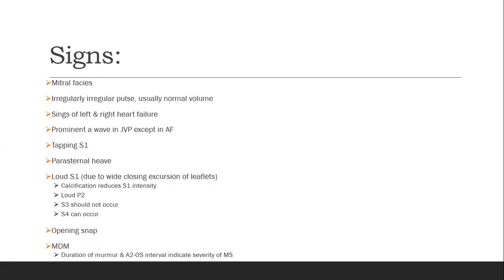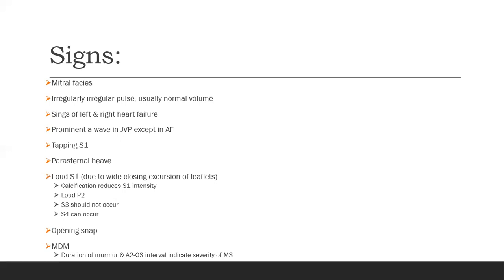That sound is called loud S1. So to produce loud S1, the valve has to be wide open. It has to be stenosed, and the valve has to be mobile. Only when the valve is mobile and not calcified can it produce the sound. So one characteristic finding in mitral stenosis is a loud S1 and a tapping S1. But to be loud, the valve has to be pliable. It should not be calcified. So in the absence of calcification, the loud S1 will be produced.